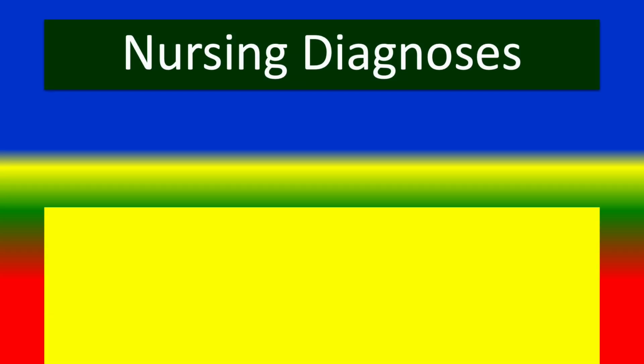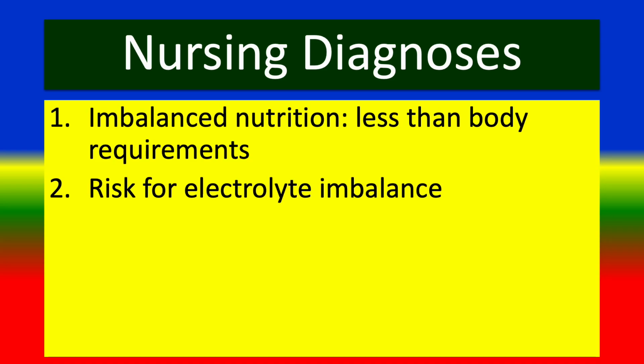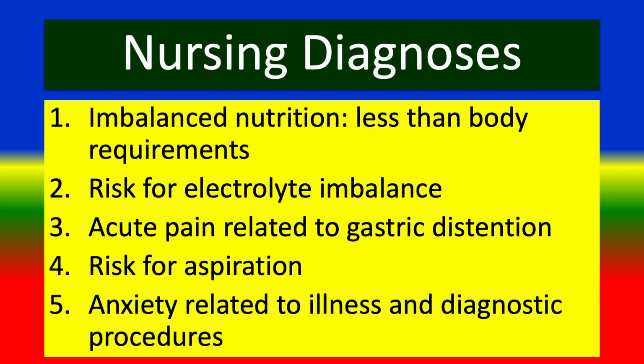Nursing diagnosis. 1. Imbalanced nutrition less than body requirements. 2. Risk for electrolyte imbalance. 3. Acute pain related to gastric distension. 4. Risk for aspiration. 5. Anxiety related to illness and diagnostic procedures.